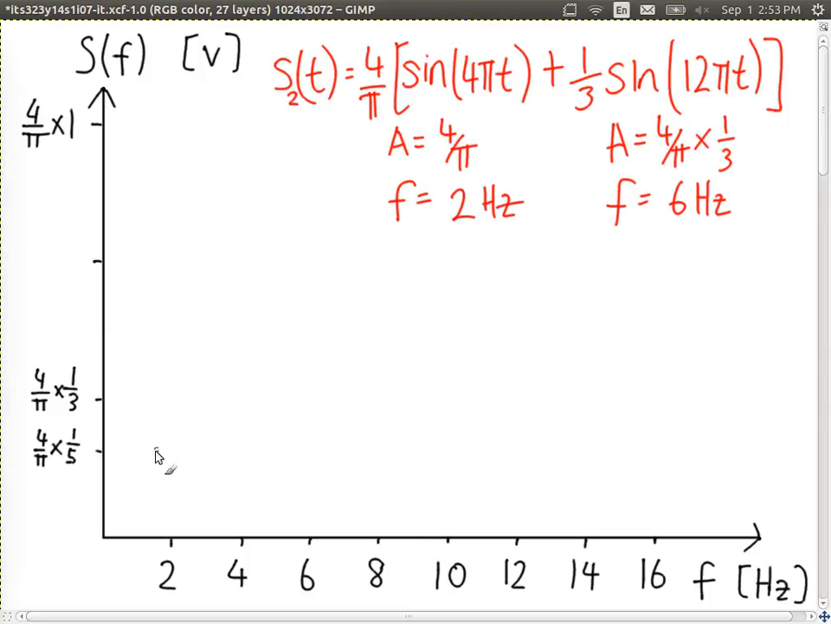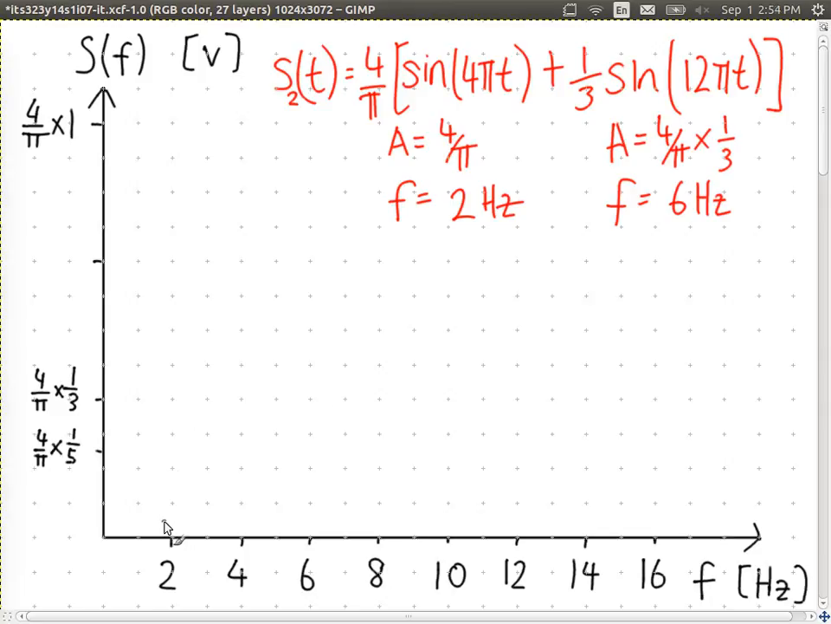So, let's see if we can get this right. At 2 hertz, there's an impulse with a height of 4 on pi. So at this point, we have an impulse. So just an instantaneous peak here. The height is the peak amplitude of that component, and the frequency is the frequency of that component. And the second component's the same. At 6 hertz, the peak amplitude goes to 1/3 of 4 on pi. So there's our plot of the signal in the frequency domain.